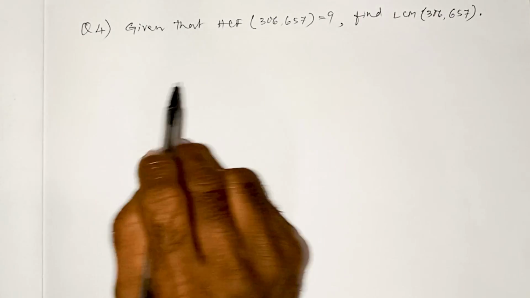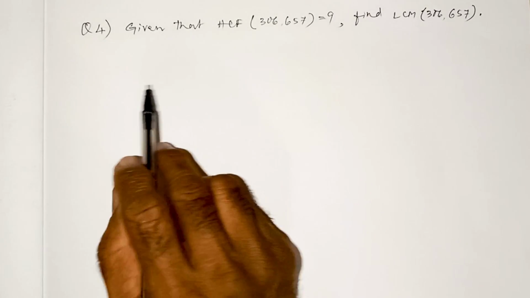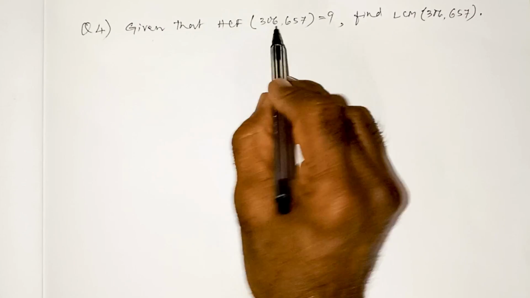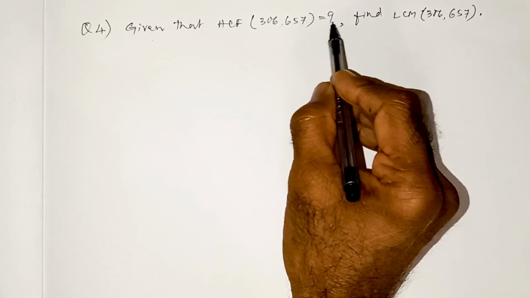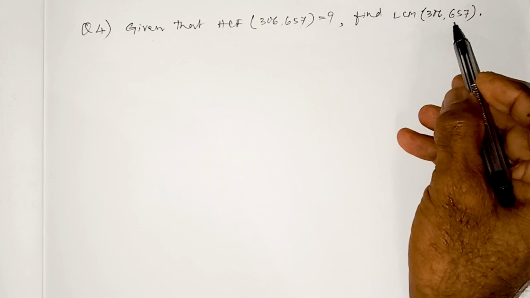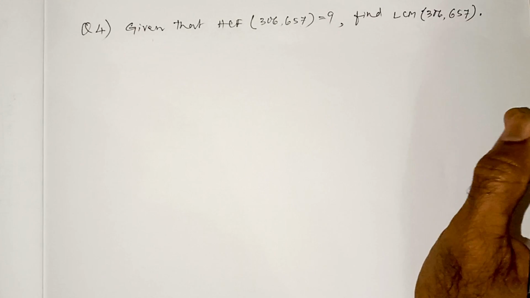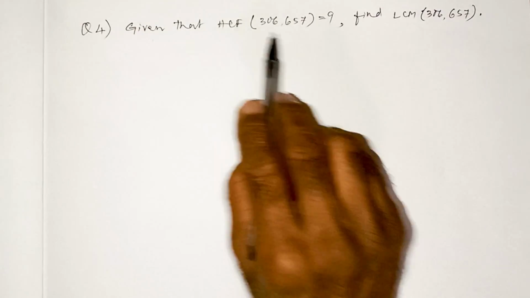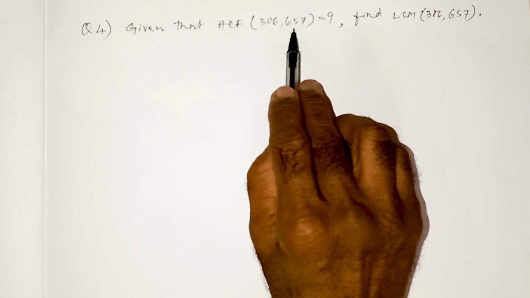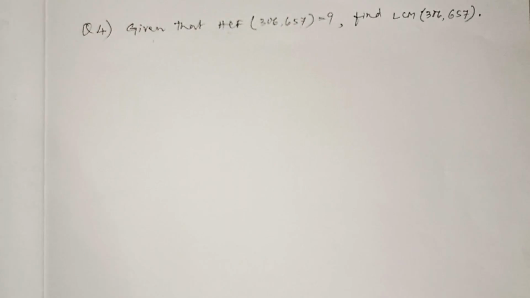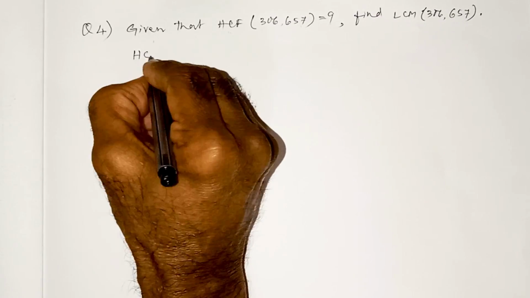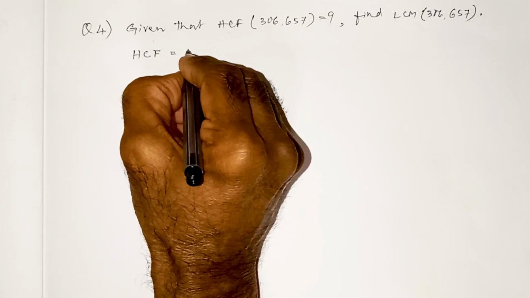Okay friends, now we are going to move on to question number 4. Given that HCF of these two numbers is 9, find LCM of these two numbers. Now you know the relationship between HCF and LCM of any given two numbers. What we have to do, let us write down what is given. In this question, they have given HCF, which is 9.